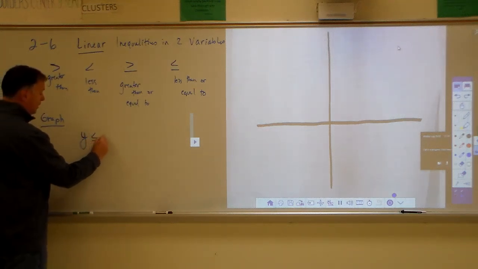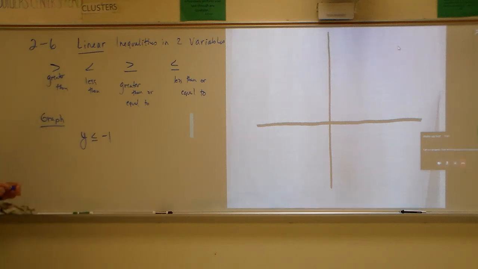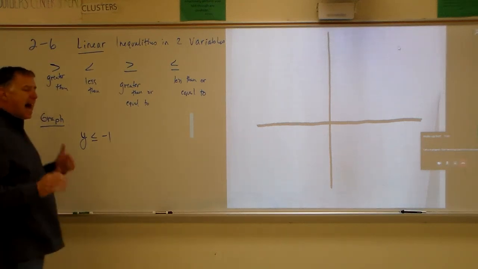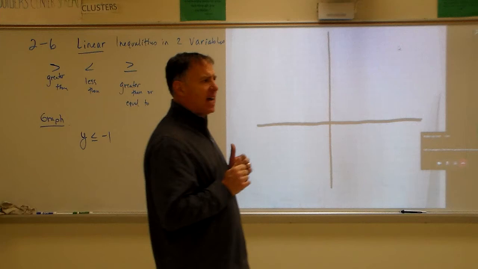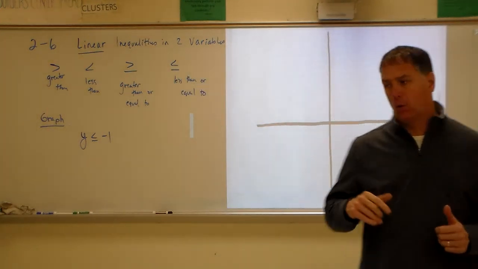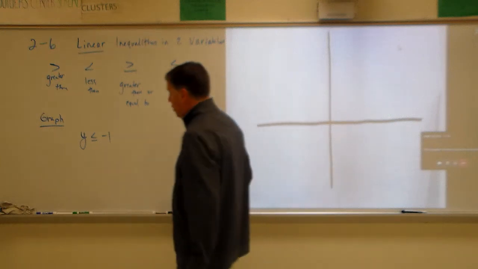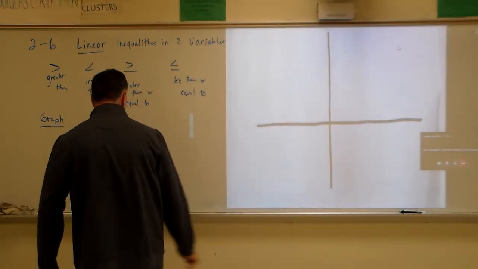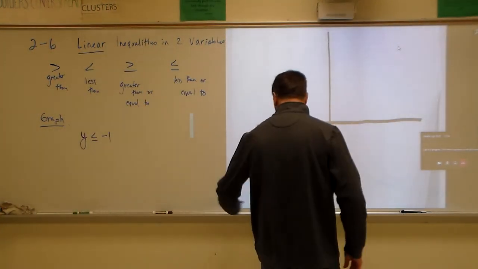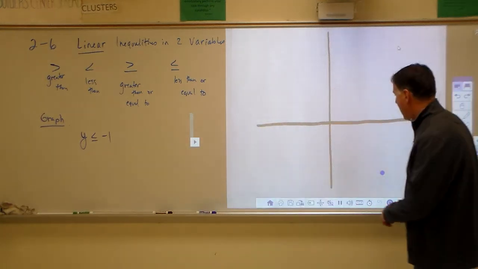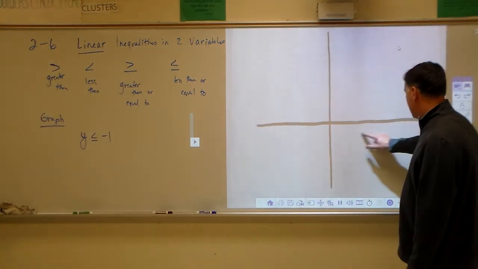Y is less than or equal to -1. Well, I have to first think, what kind of a line is y equals -1? And that would be a horizontal line. So I go to -1 on my y-axis, and I want to make a horizontal line.